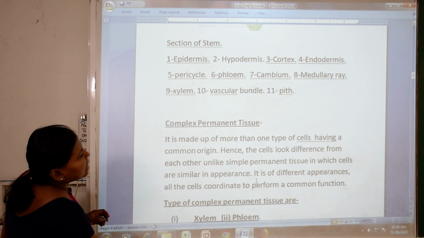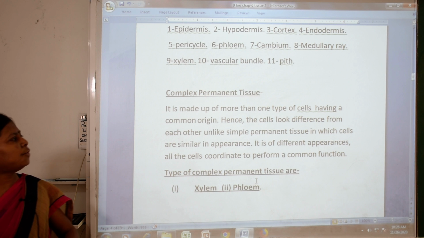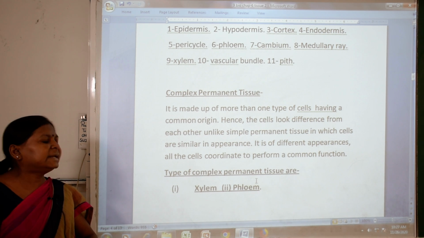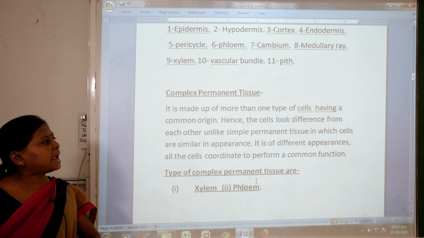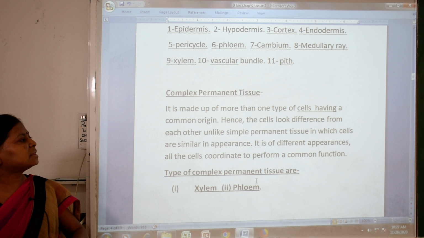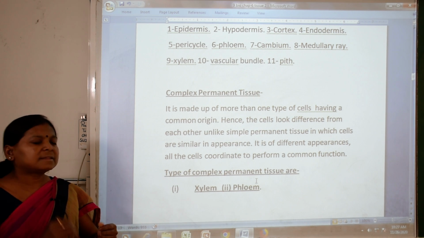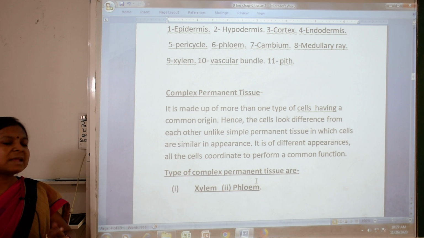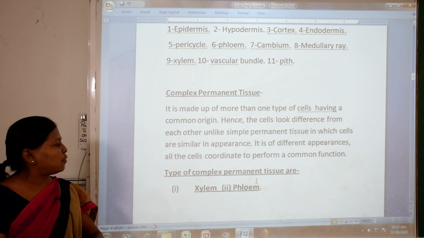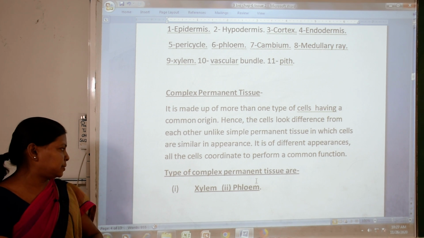Now today we are going to study about the complex permanent tissue. Do you know how it is formed? Complex permanent tissue is made up of more than one type of cells having a common origin. The cells look different from each other, unlike the simple permanent tissue in which cells are similar in appearance. All the cells coordinate and perform a common function.